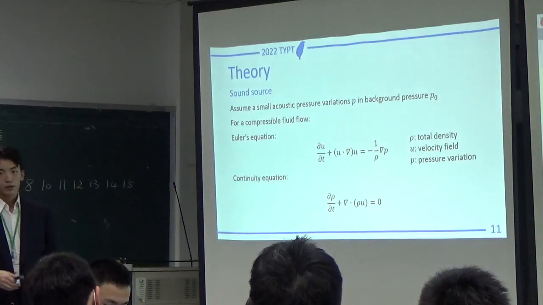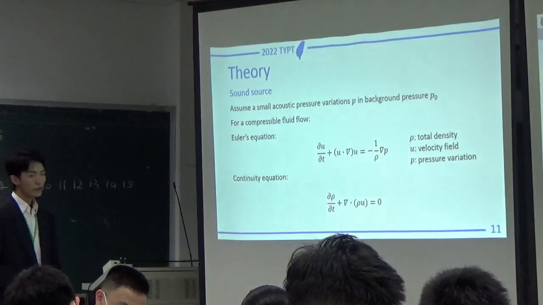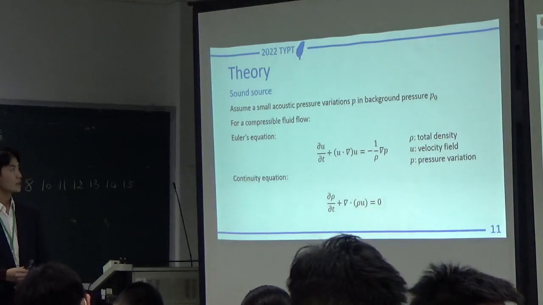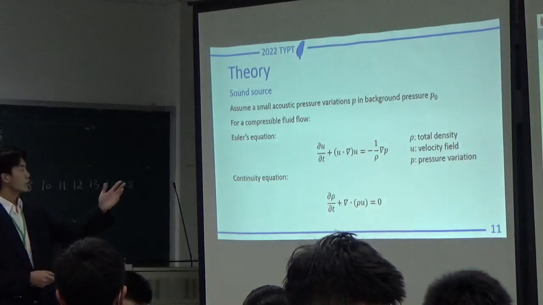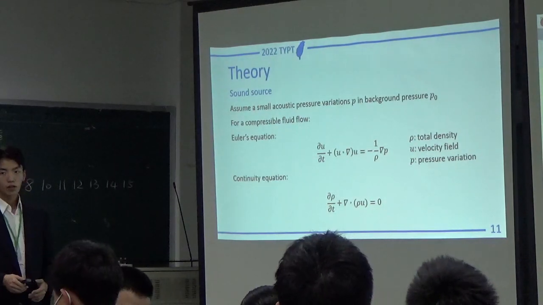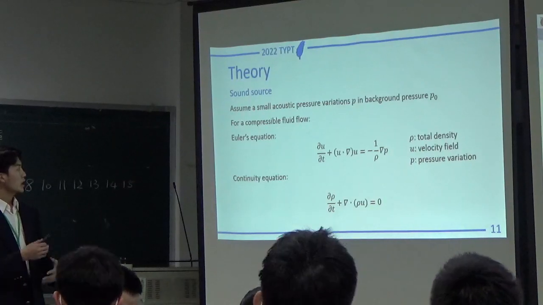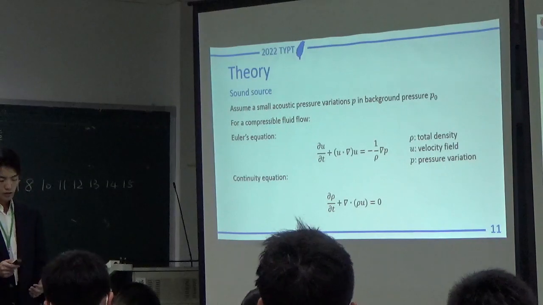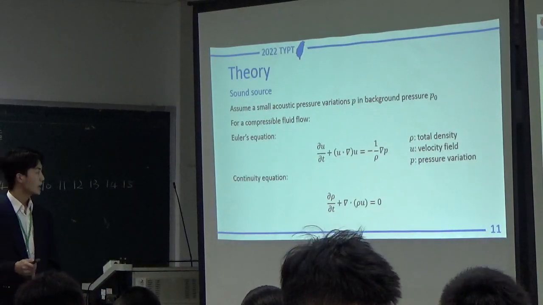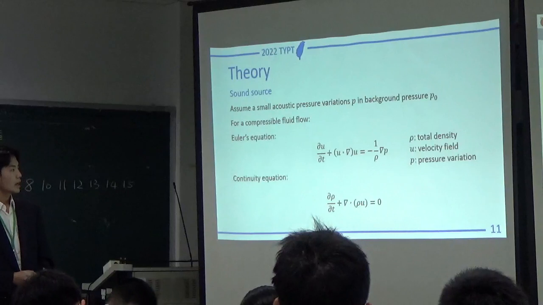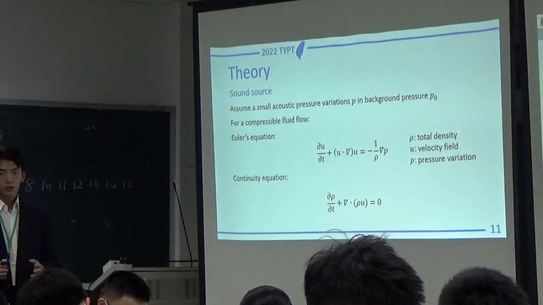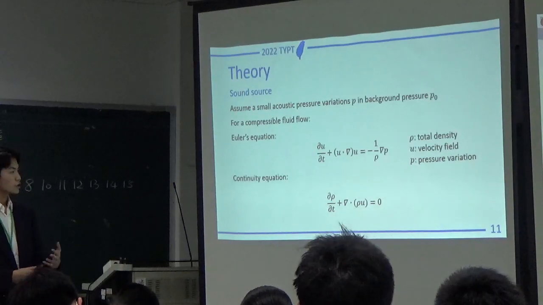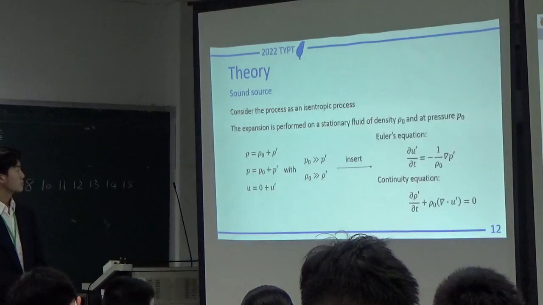So here I will explain the sound source. First we assume a small acoustic pressure variation P in the background pressure of P naught, and the pressure variation here is caused by the deformation of the membrane. For compressible fluid flow, it will satisfy 2 equations. First is Euler's equation, and second is the continuity equation. Here rho is the total density, u is the velocity field, and P is the pressure variation caused by the deformation of the membrane.